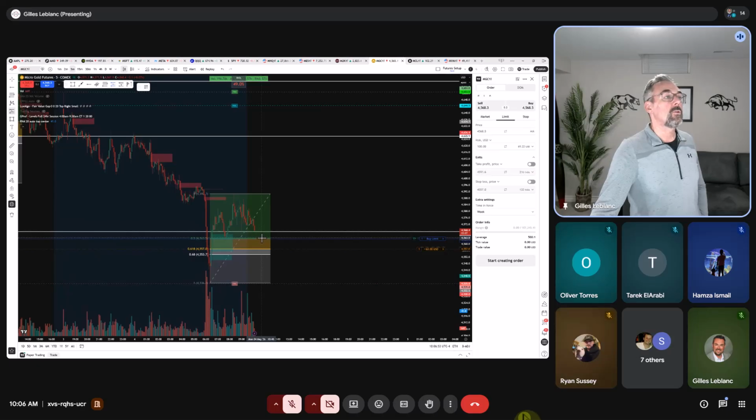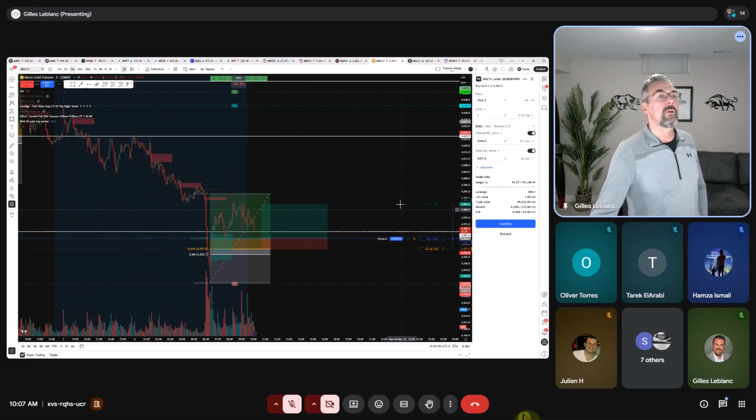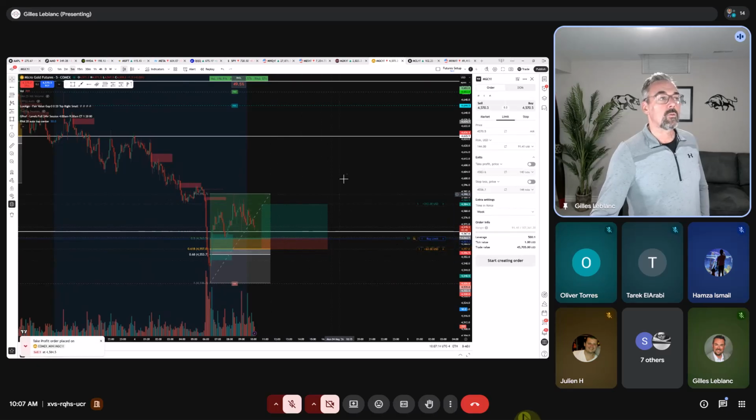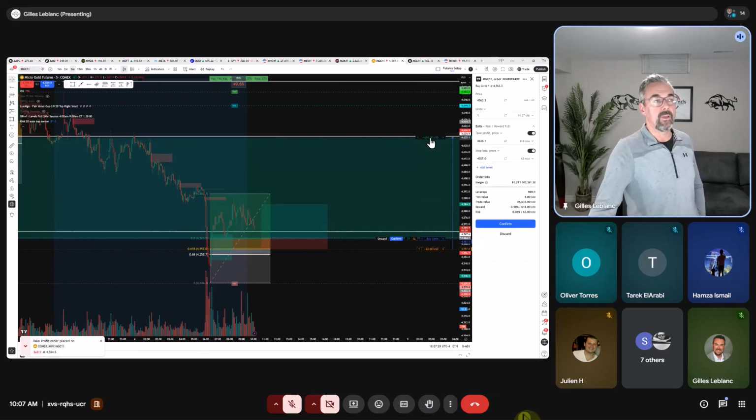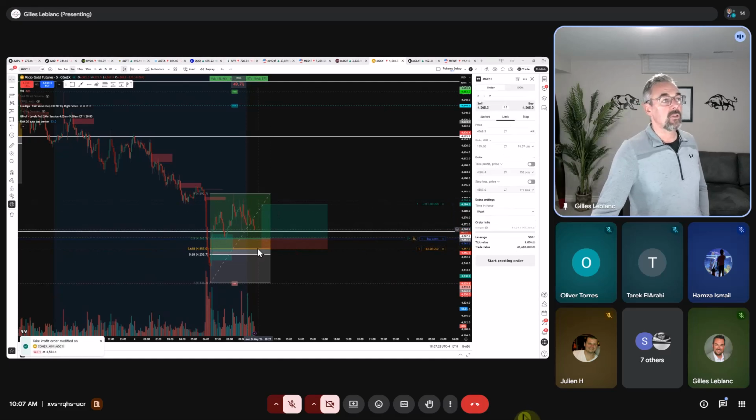So using the long tool, my entry would be right here. My stop would be right there. 3R would be right around here. So that's where I'd put the stop, the take profit. Confirm. And just by eyeballing it, if for 3R I need to get back all the way up here, then I probably wouldn't take it. But is it reasonable that I can get to 3R here? And the answer is yes. So we'll just leave that there for now.